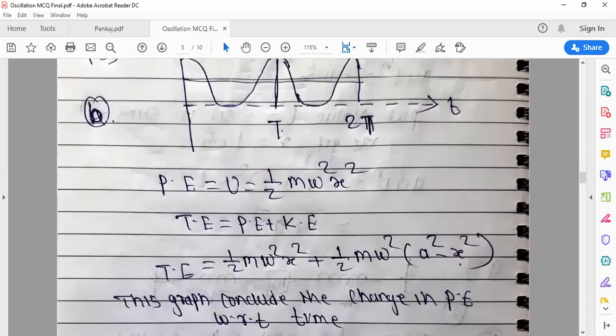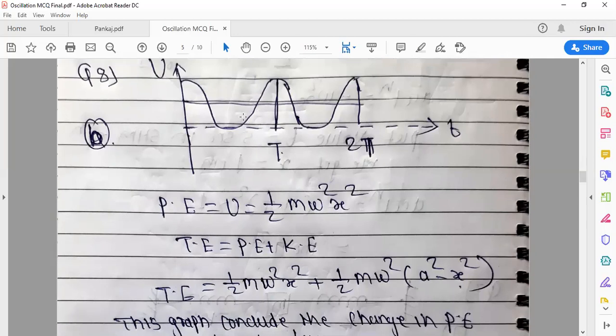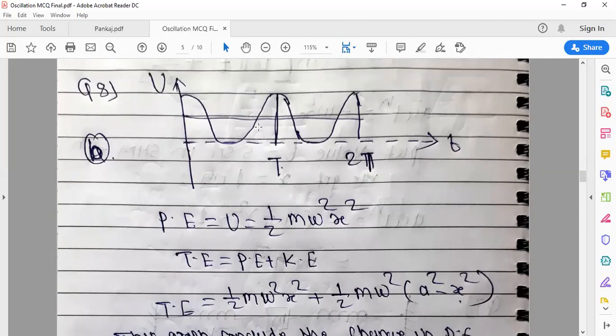Next one, question number 8. In question number 8, one diagram is given. A particle is performing simple harmonic motion. Its kinetic energy, K, varies with the time t as shown in the figure. This is the expression of kinetic energy varying with respect to time t. Then, according to this diagram, four options are given. First option, the period of the oscillation of the particle is equal to capital T.